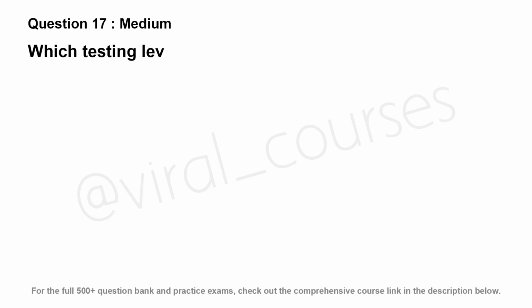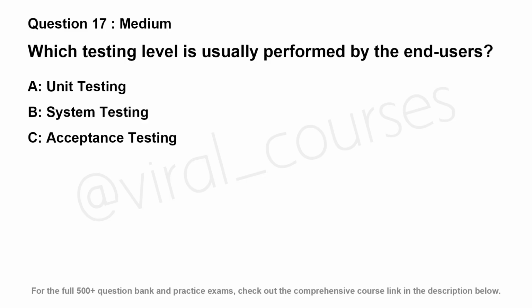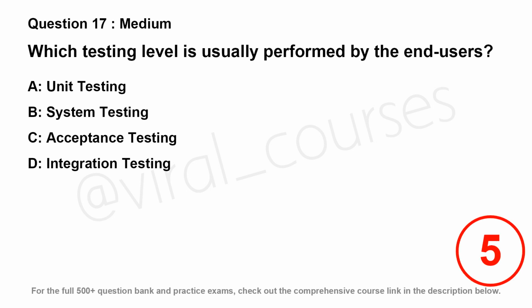Which testing level is usually performed by the end users? Option A, unit testing. Option B, system testing. Option C, acceptance testing. Option D, integration testing.